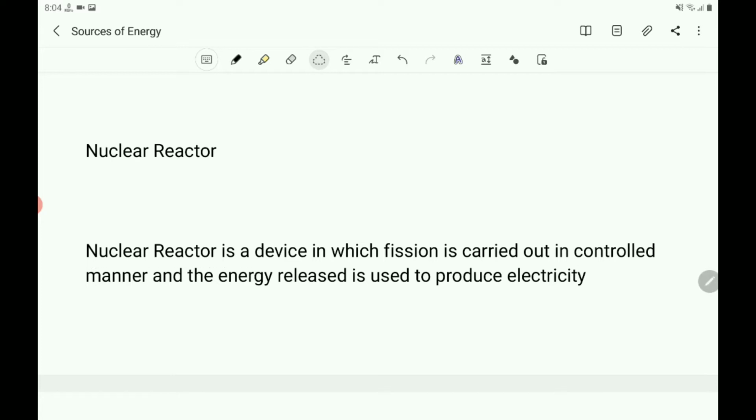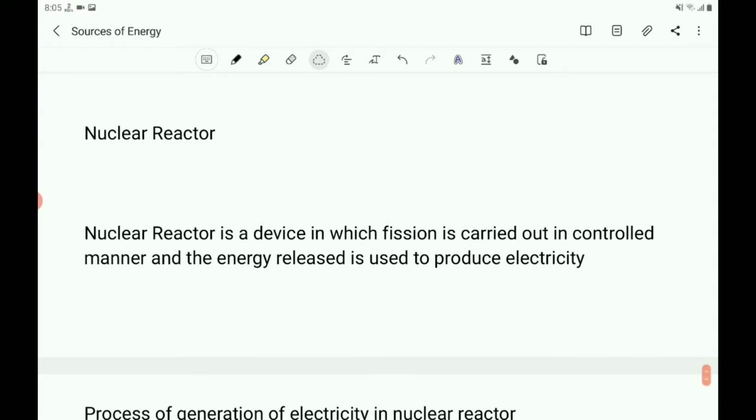Nuclear reactor is a device in which nuclear fission is carried out in a controlled manner and the energy released is used to produce electricity. In a nuclear reactor, fission reaction is carried out in a controlled manner by limiting the number of neutrons. And the energy released is used to heat water, which then turns turbine and generates electricity.